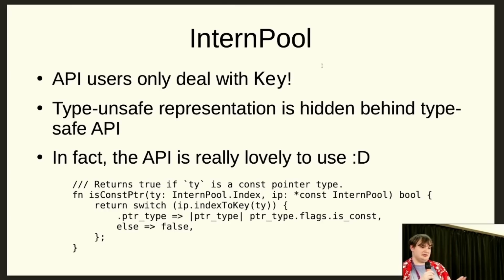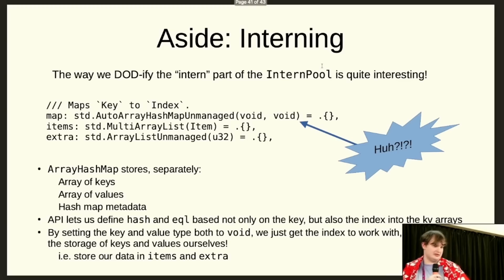And actually, this makes for a really nice API. This is just a random example that I ripped from the code base. It's a function that takes in an arbitrary intern value and tells you whether it's a constant pointer type. It's just doing index to key to get our nice representation, and we do a switch. And we can capture out the result, we can look at it. You get a really nice API from this.